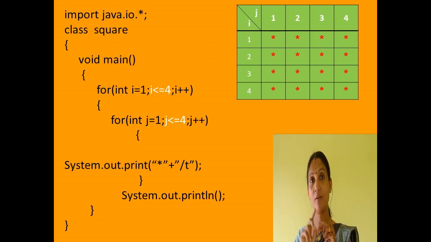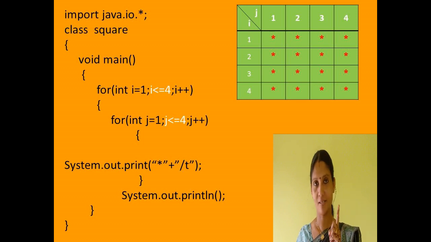Again the value of i will be incremented. Now i is equal to 2. But see here, j is starting from 1. That means 2 1. Again it will print a star, 2 2, 2 3, 2 4. You will get 4 stars. Like this way it will work. Understood all of you?